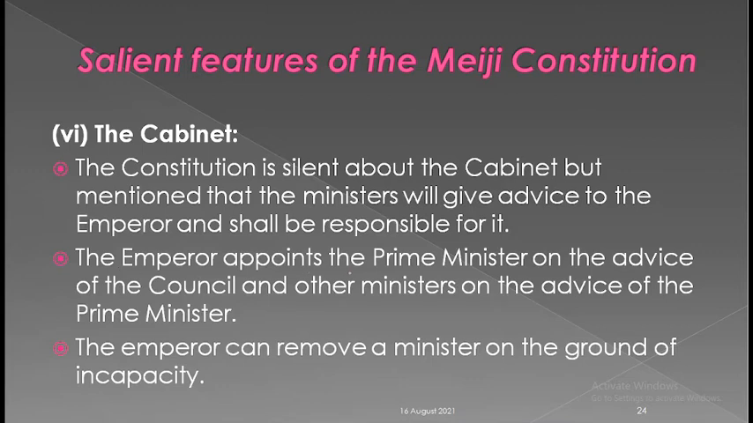The emperor appoints the prime minister on the advice of the privy council, and then other ministers on the advice of the prime minister. The emperor can remove a minister on the ground of incapacity. Since the emperor retained a very strong power, he can remove a minister anytime he liked, if he feels that he is incapable of holding the post.